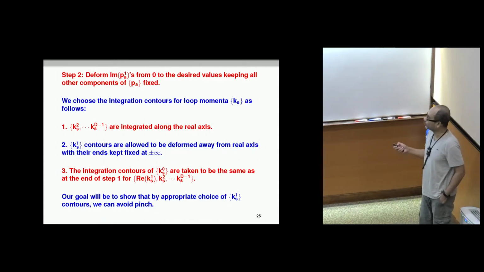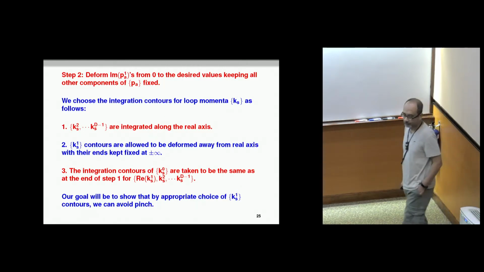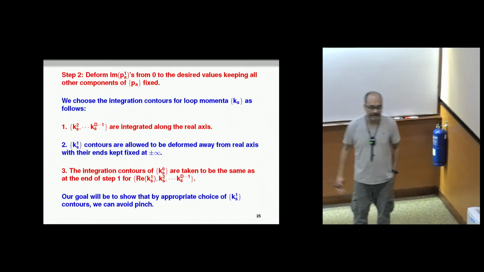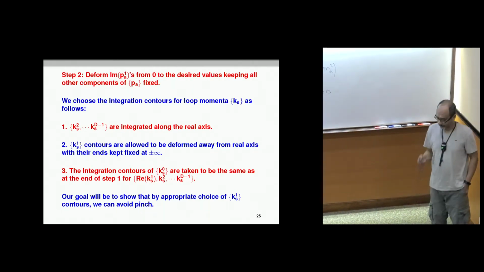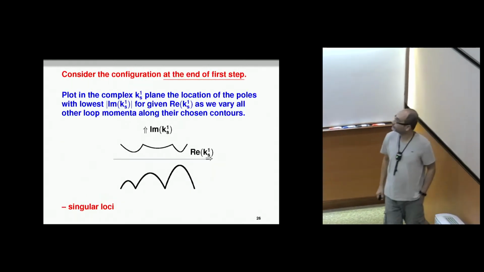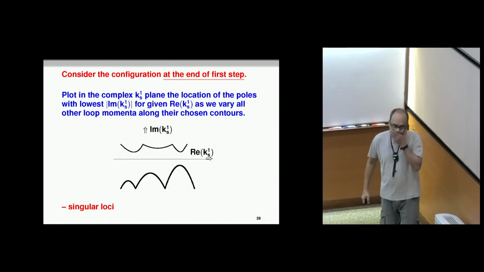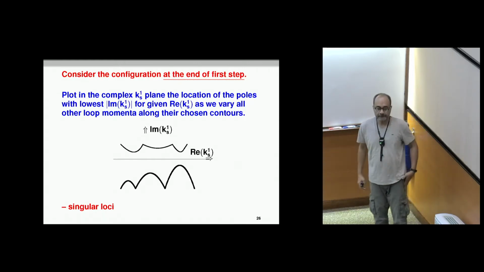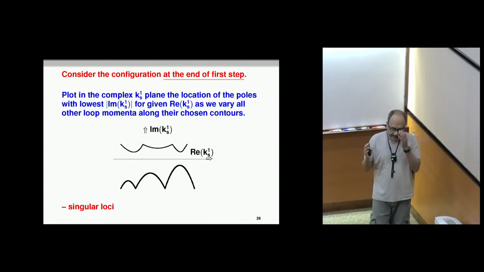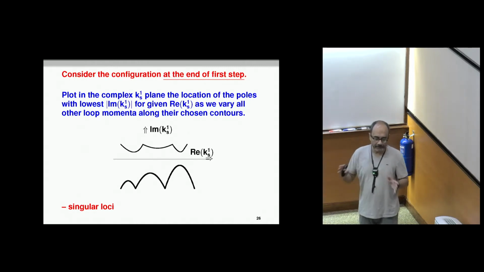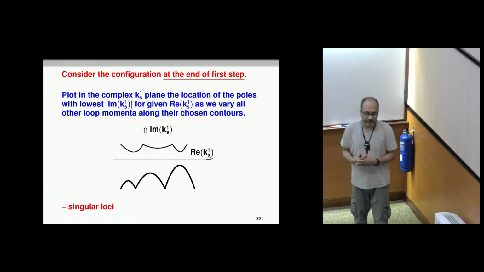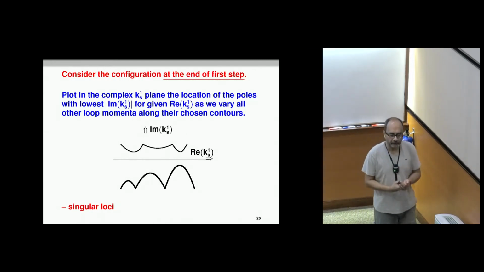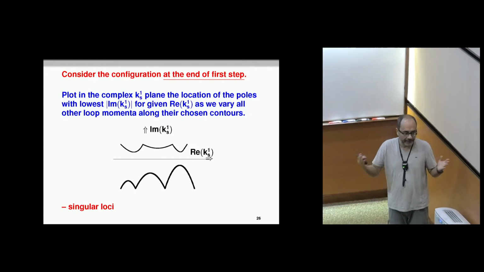Our goal will be to show that by appropriate choice of the K1 integration contour, we can avoid a pinch. Again, we will assume that we run into a pinch singularity, and then show that there is a contradiction. So the next few slides will focus on the configuration that we reach at the end of the first step. Don't deform anything as yet, but we will try to get a better understanding of that configuration, now from the point of view of the K1 integration contour. What's happening in the K1 plane?